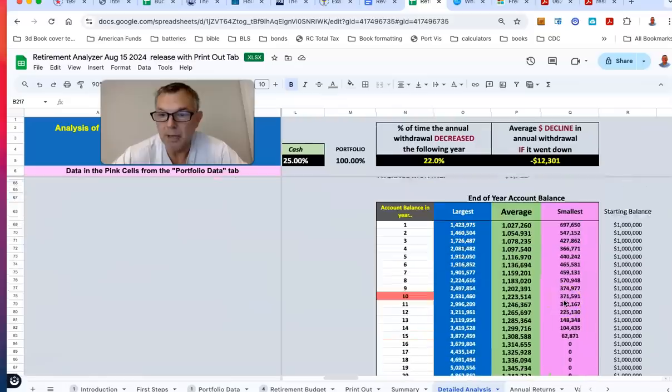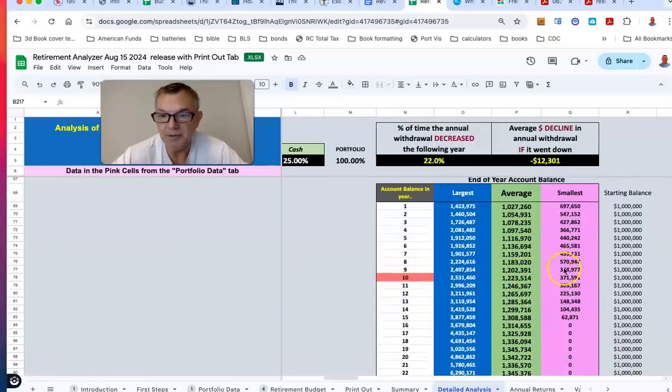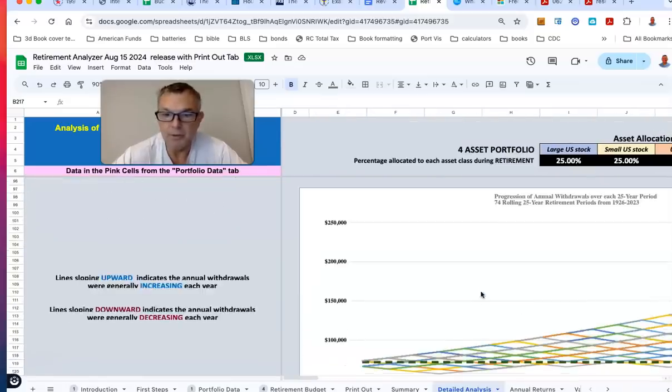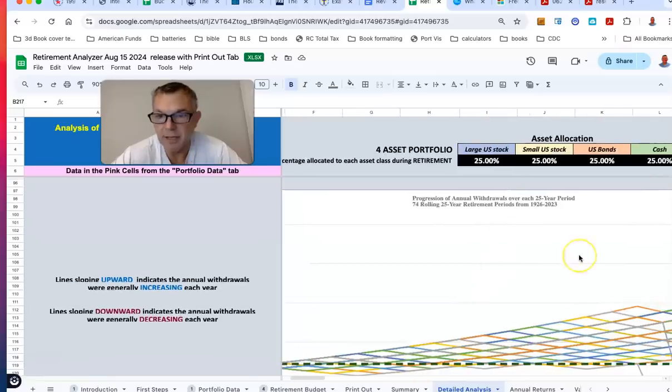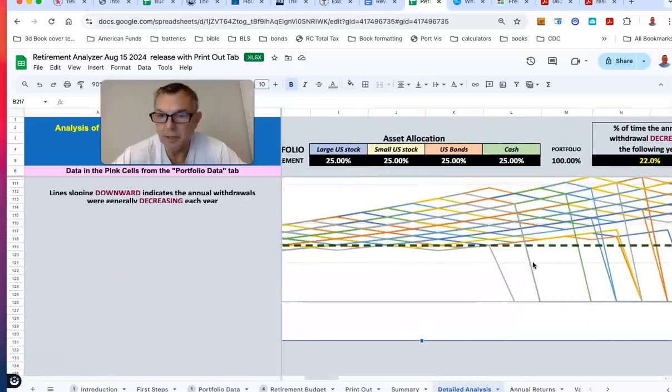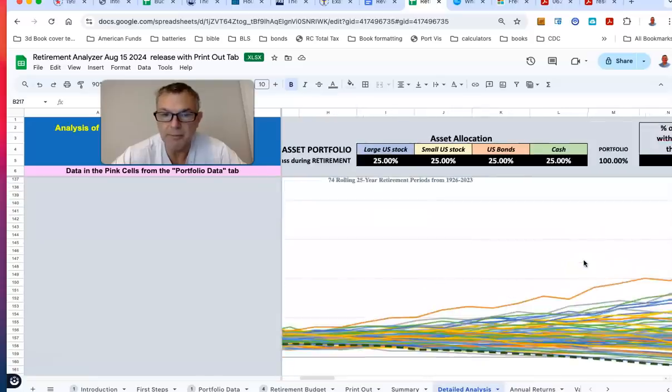All right, so I want to keep going back here. So the smallest balance is like, oh man, we ran out of money. All right, so let's keep going. I want to show you some other things and all kinds of stuff here. Progression of annual withdrawal rates. You can see right here. Right here is when we ran out of money. Right there, we ran out of money. Right there, again, 22% of the time we did.